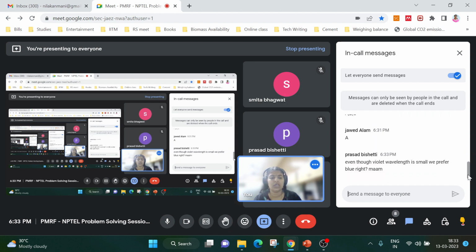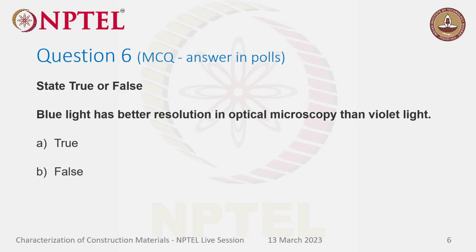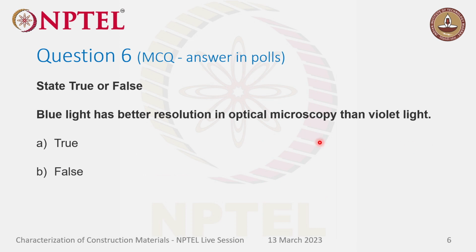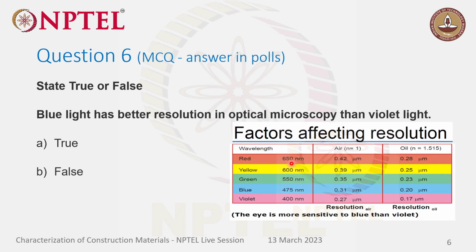What I discussed: even though violet light has a smaller wavelength, we prefer blue light. But when it comes to resolution, we talk only in terms of wavelength and the numerical aperture, right? As per the last question. So if we look at factors affecting resolution, we have to look for the wavelength as well as the numerical aperture. I think for the last question, even refractive index will also be the right answer, I feel.